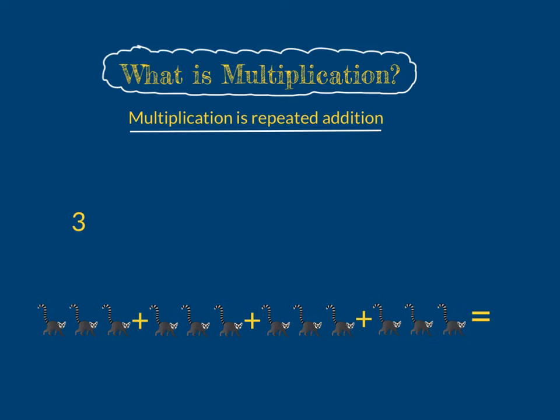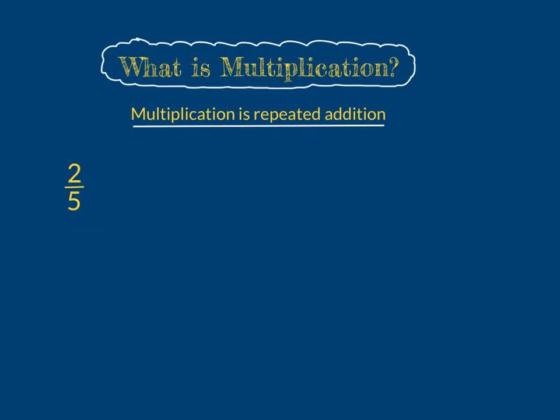Now we could always add up those 4 sets of 3 lemurs, 3 plus 3 plus 3 plus 3, but multiplication allows us to simplify that. That's where we get our multiplication facts. Just because we are switching over to multiplying fractions, the concept of multiplication doesn't change. It's still repeated addition. Here we have the fraction 2/5.